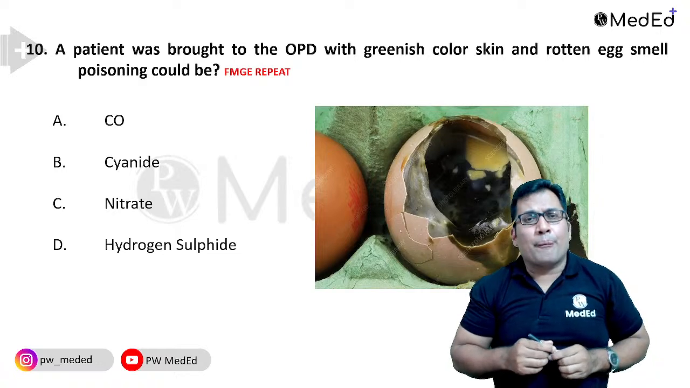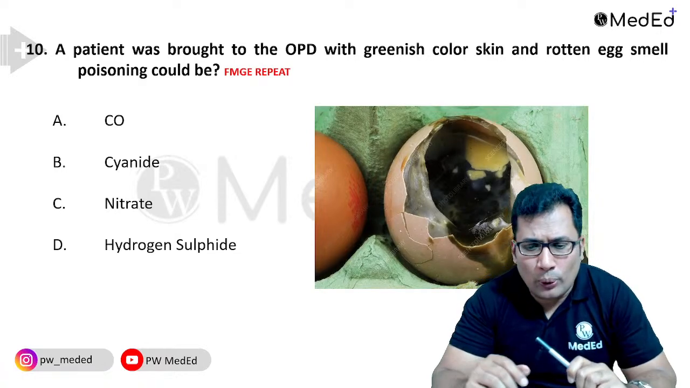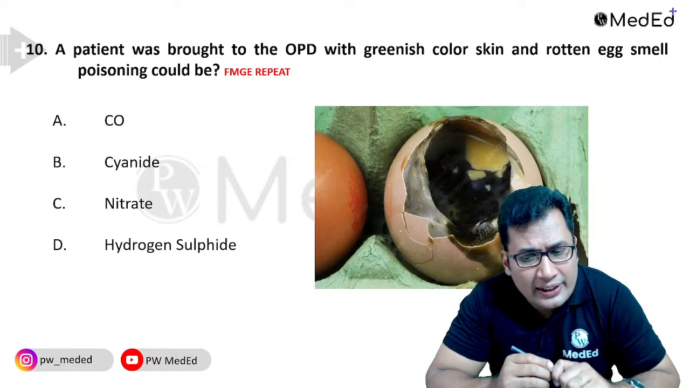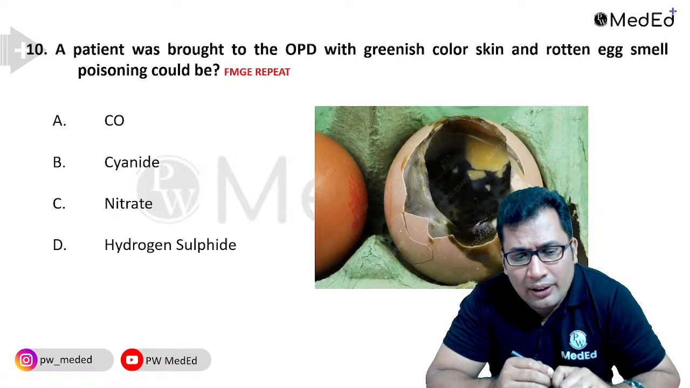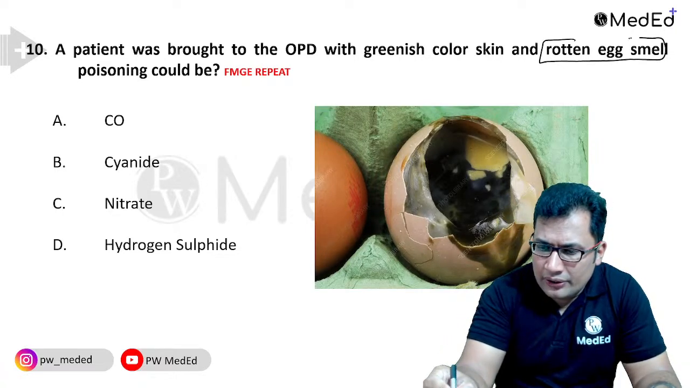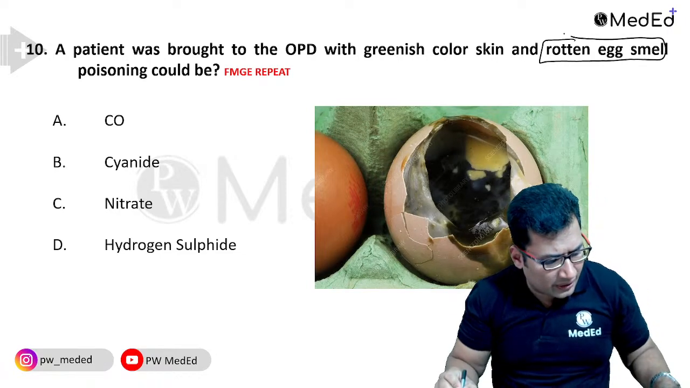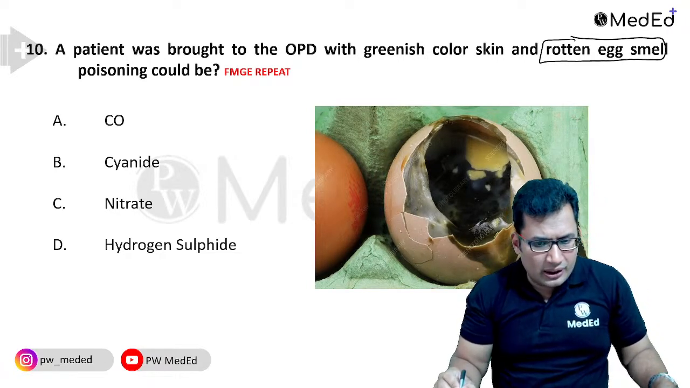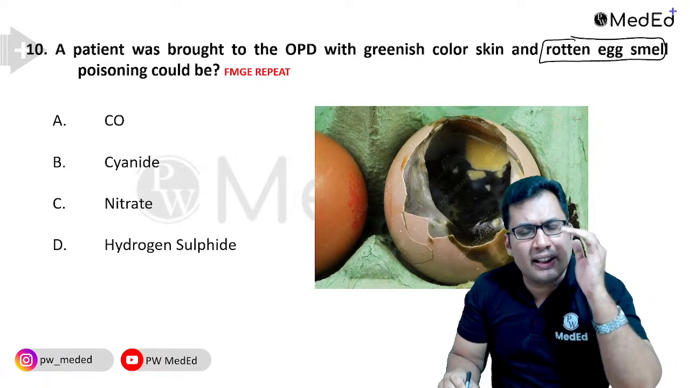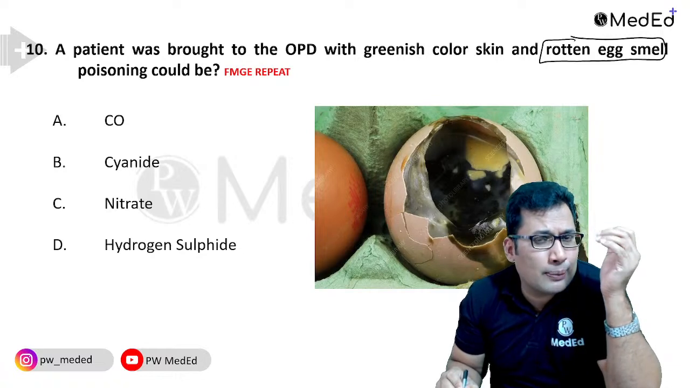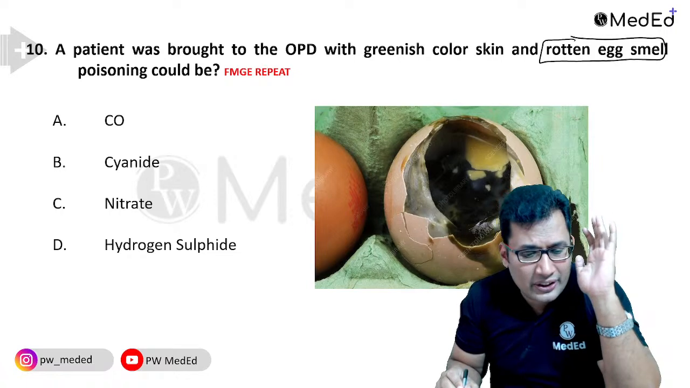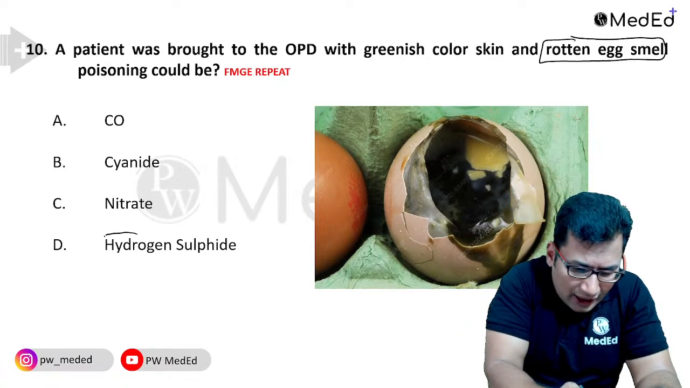Now question number 10. A patient was brought to OPD with greenish color skin and rotten egg smell. What is the poisoning? Rotten egg smell is again very commonly asked. Look at this. The smell is rotten egg smell and greenish color of the skin. The postmortem hypostasis is green color. So whenever the smell question is asked, your answer should be hydrogen sulfide.